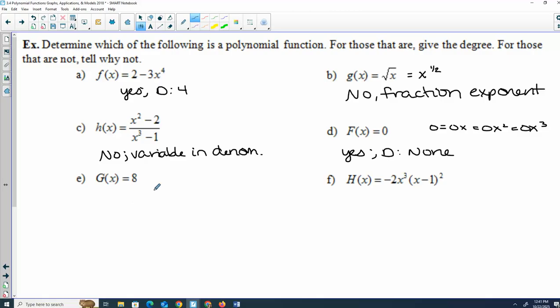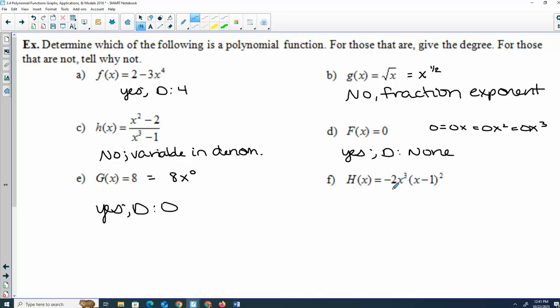All right, E. Is that one okay? Yeah. Oops. Said yes and I wrote no. All right, the degree. 8. Is 8 the same thing as 8x? No. What would that power have to be so the x would disappear? 0. So this one is degree 0. Degree is kind of like how many variables are there. If it's just an 8, there is no variable.